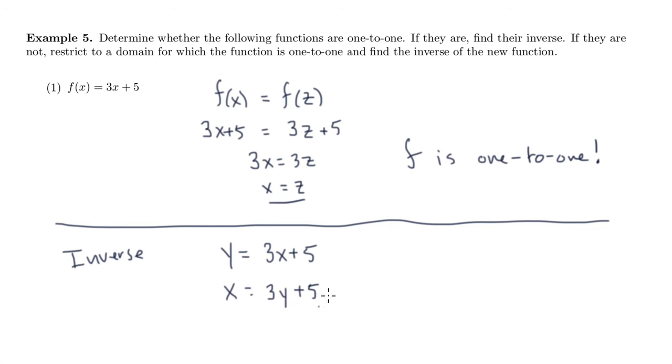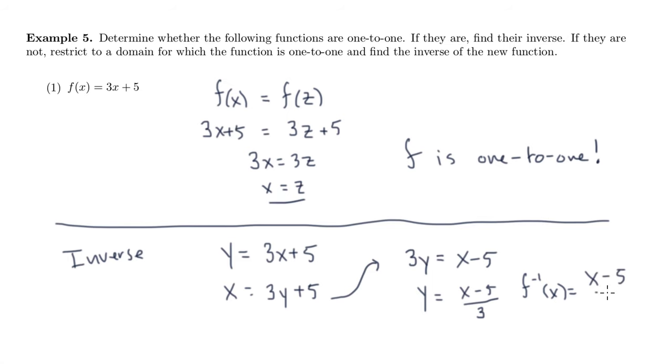So I subtract 5. We'll have 3y equals x minus 5. Then if I divide by 3, I have y is equal to x minus 5, all divided by 3. So this is the inverse function. f inverse of x is just x minus 5 divided by 3.